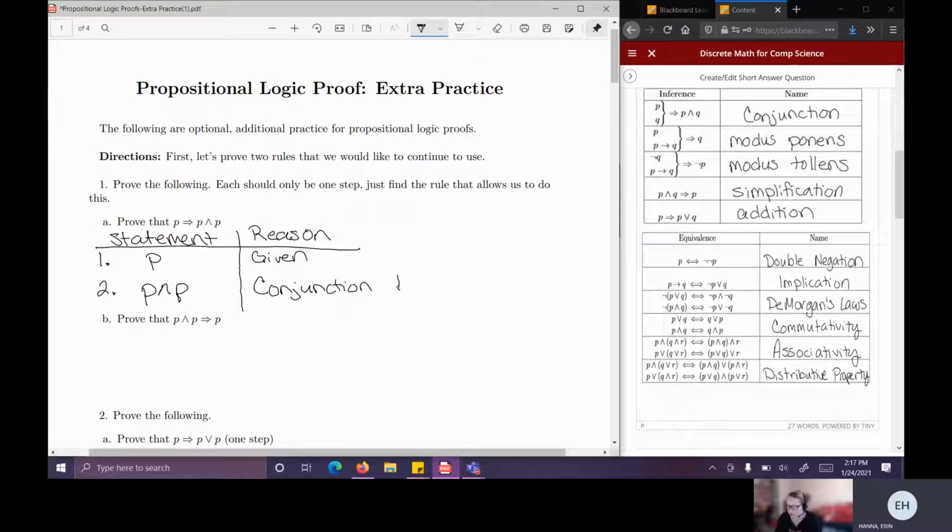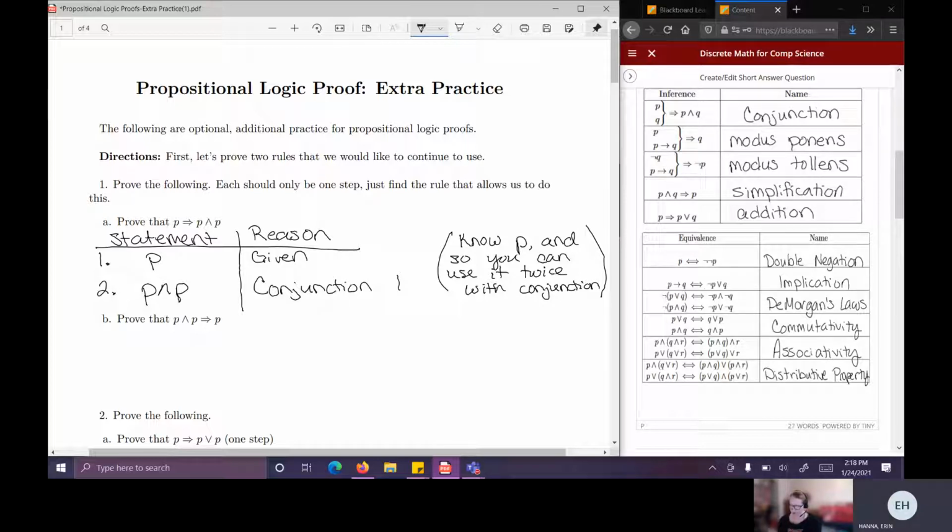And it would be conjunction on step 1, so I'll write that as well. So essentially, again, the reason for this is you know P, and so you can use it twice with the conjunction rule. So you know P and you know P, so you can conclude P and P.